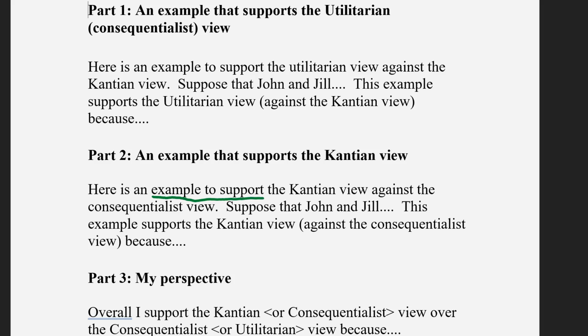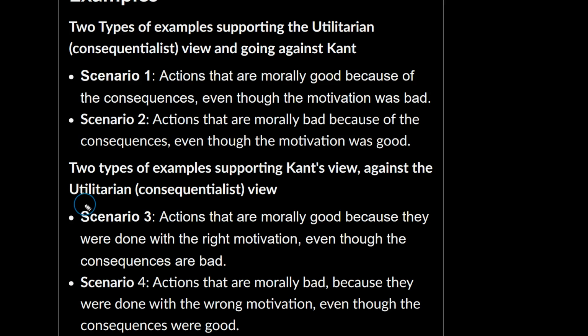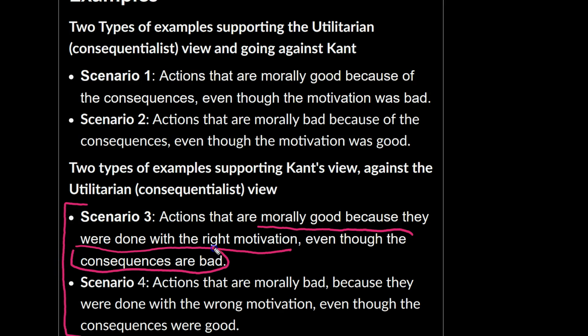Here you want your example to support the Kantian view against the consequentialist view, which means that in this case you'll be generating one of these 2 types of scenarios. And then you're going to want to make sure after you give the example, you actually do explain to us why in this example the action seems like it's morally good because it was done with the right motivation, even though the consequences were bad. In other words, even though the utilitarian would consider the action to be morally bad.